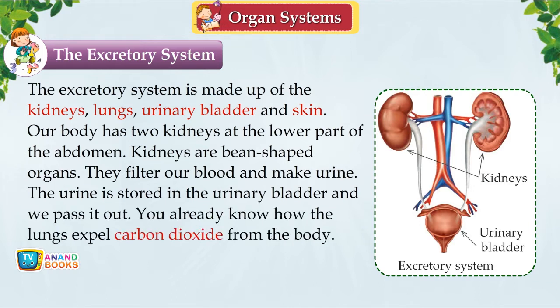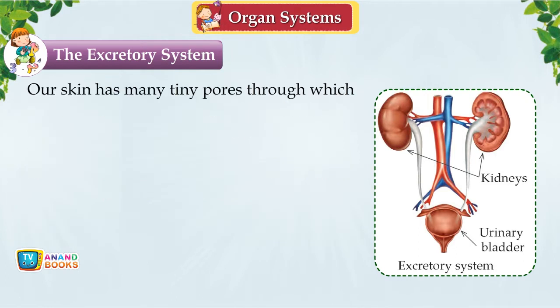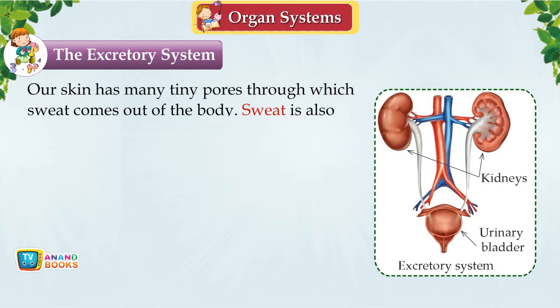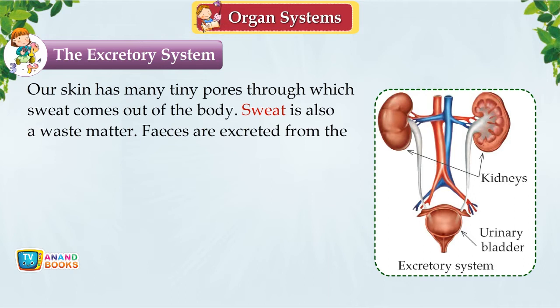You already know how the lungs expel carbon dioxide from the body. Our skin has many tiny pores through which sweat comes out of the body. Sweat is also a waste matter. Feces are excreted from the body through the anus.